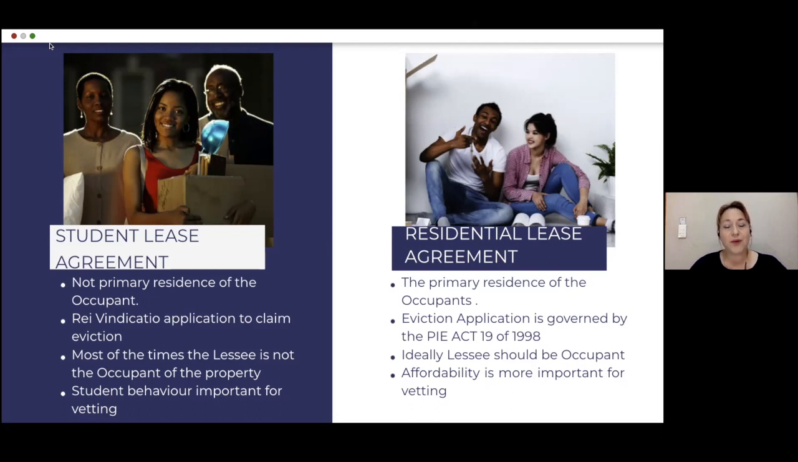And of course, what makes it nice is the PI Act is not applicable, because the PI Act is only applicable if it's primary residence. That's why the PI Act is not applicable to Airbnb, holiday accommodation, and of course student accommodation. So keep that in mind.